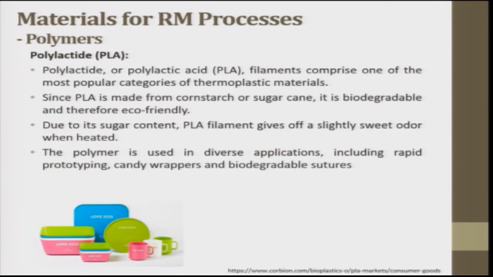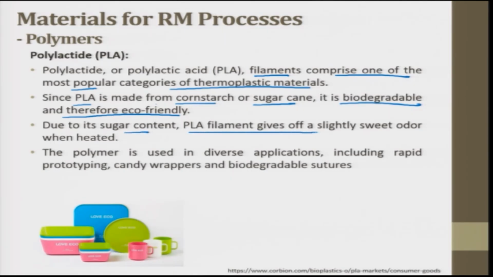Next is PLA. PLA is polylactic acid or polylactide. So this is again a filament material. These filaments comprise one of the most popular categories of thermoplastic materials. Since PLA is made from cornstarch or sugar cane, it is biodegradable and therefore eco-friendly. This is discussed previously in the 3D printing laboratory demonstration lecture. Due to its sugar content, PLA filament gives off a slightly sweet odor when heated. The polymer is used in diverse applications including rapid prototyping, candy wrappers and biodegradable sutures.